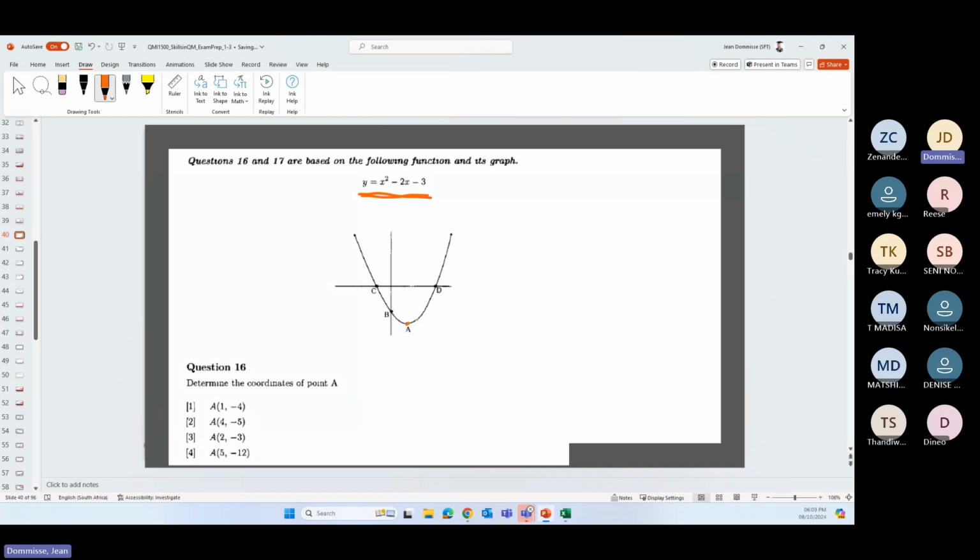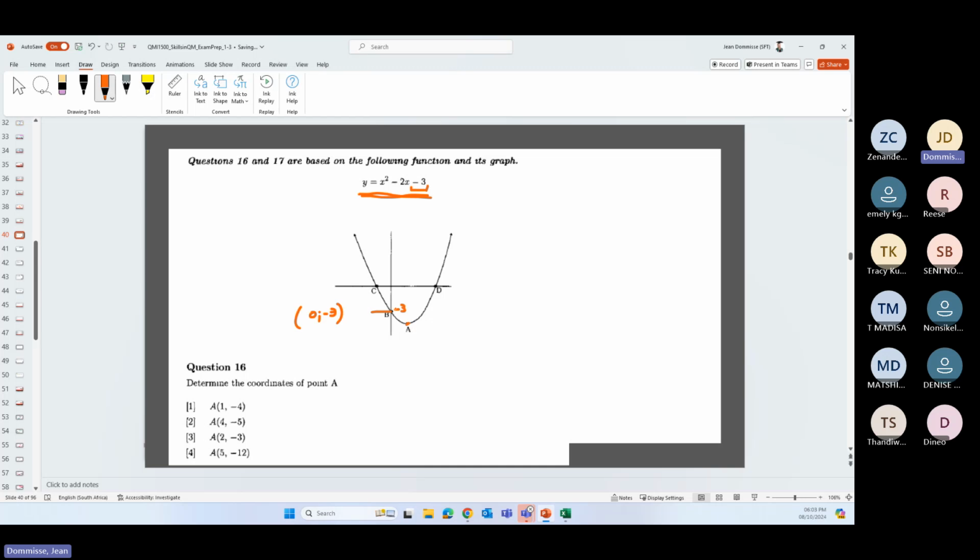Okay, so what I normally first do is I check this out. I see, okay, here we have the B coordinate, so that's where it's the y-intercept. So we know x is 0 and y is minus 3. So we know that point is minus 3.